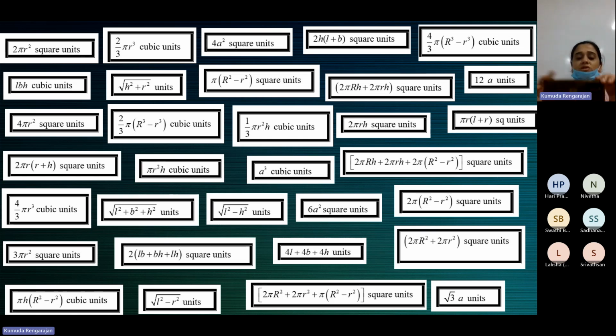Because a cube has 12 edges, right? A cube has 12 edges. A cuboid also has 12 edges. Each edge has a length of A units. So 12 edges, 12A. A plus A plus A plus A, 12A.